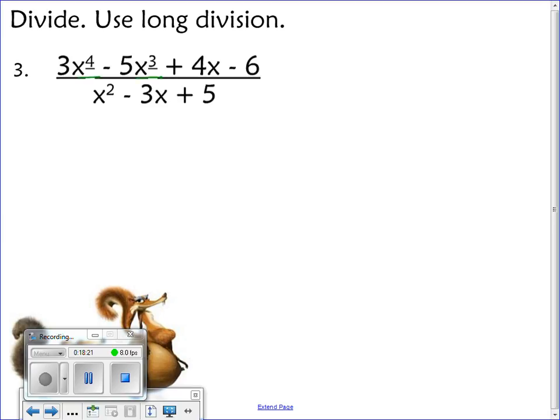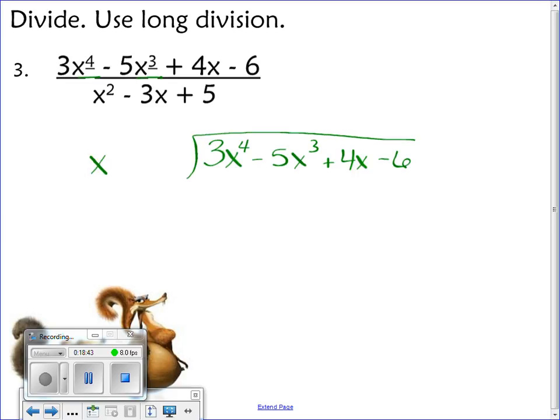That's one big fraction bar. All right, so it's written slightly different, but does it mean something different? What does a fraction bar mean? It means divide, okay? So I'm, again, taking this top part, 3x to the 4th minus 5x cubed plus 4x minus 6, and I'm dividing by x squared minus 3x plus 5.